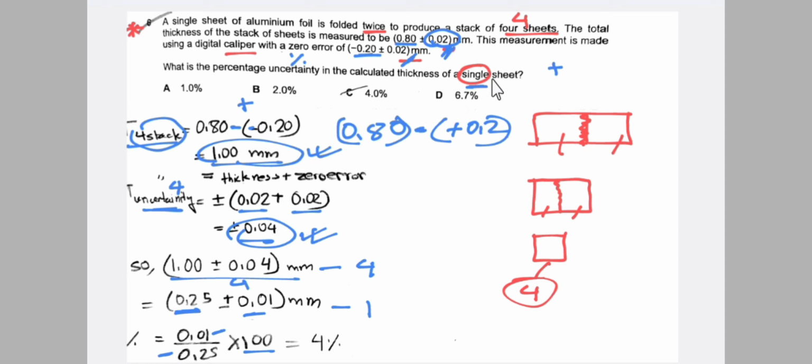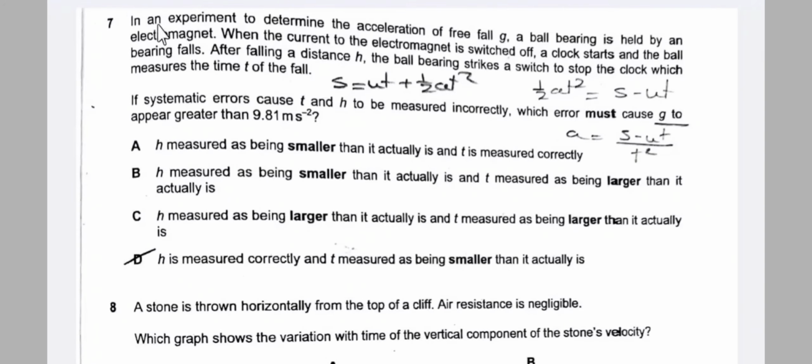And we need to find the percentage uncertainty for a single sheet. So for a single sheet, the percentage uncertainty would be the uncertainty divided by the true value times 100%. So this is the uncertainty for a single sheet, that is 4%.